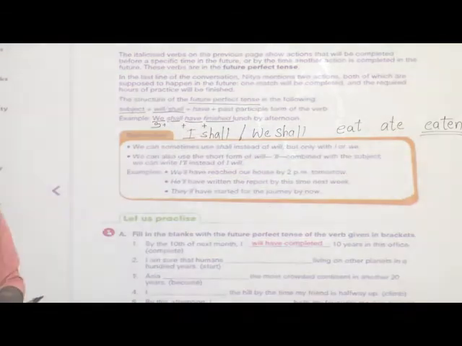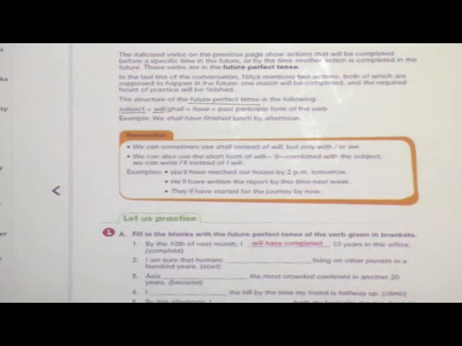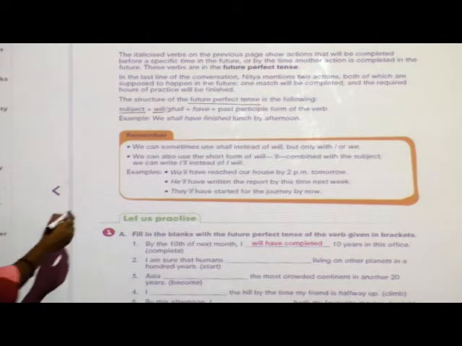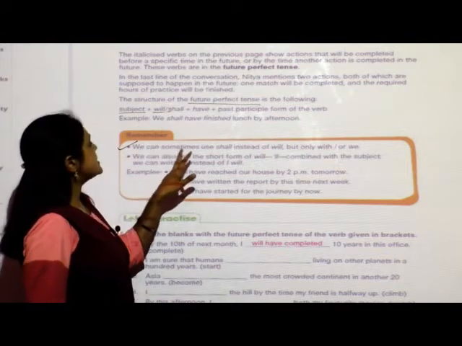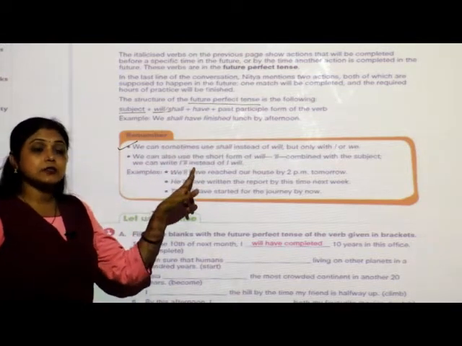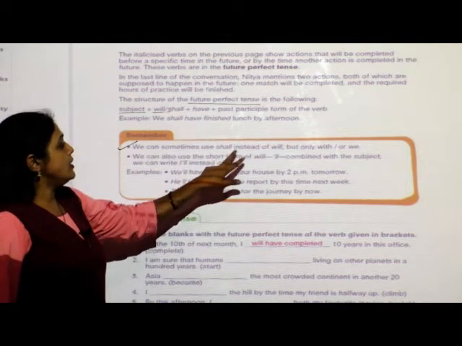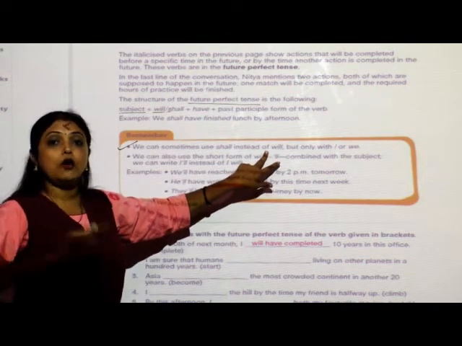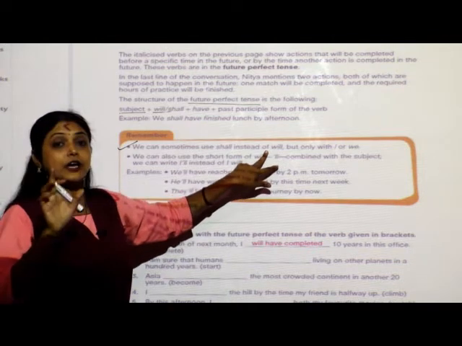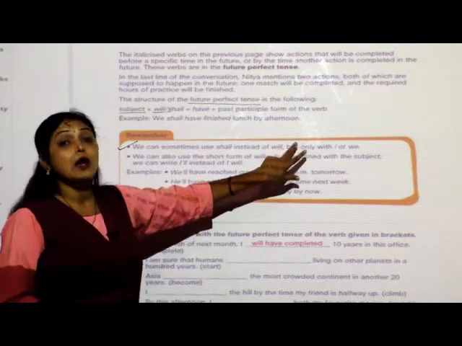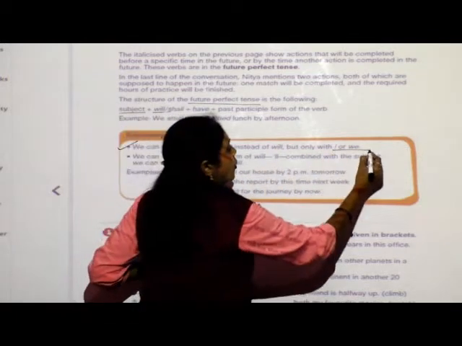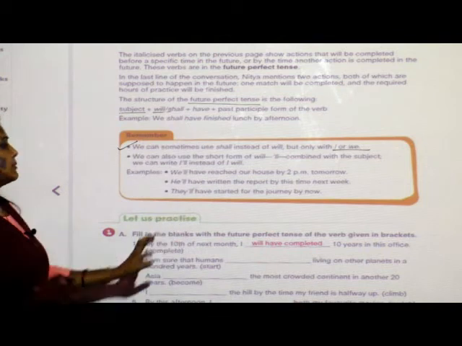Alright, next. Remember, we can sometimes use shall instead of will. Yes, see here in this explanation: remember we can sometimes use shall instead of will. Will or shall, both will not come together. You can use any one. So you can use shall instead of will, but only with I or we, not with other subjects.